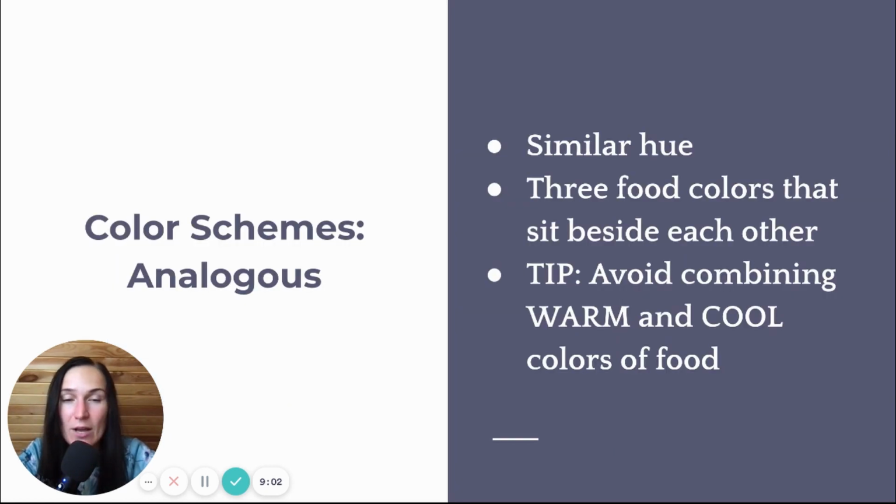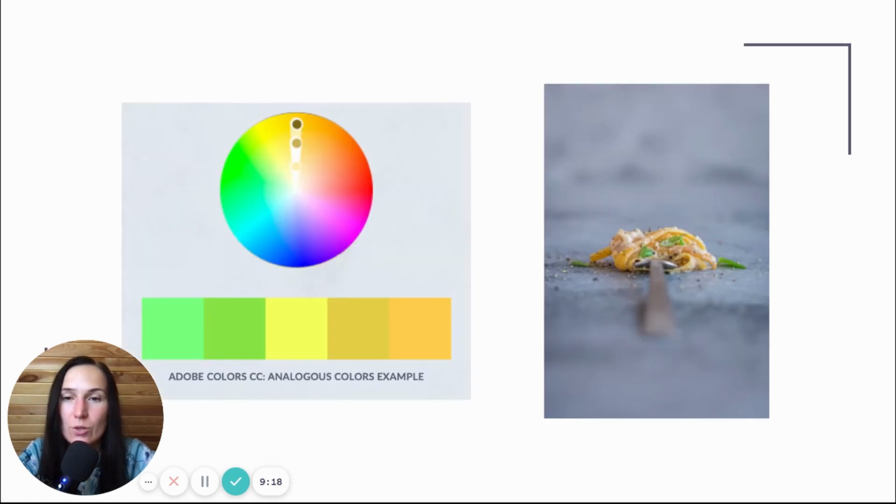Another scheme is analogous. So they are in a similar hue, three food colors that can sit beside each other. And the tip here is to avoid combining warm and cool colors of food. For example, here you can see that analogous colors are green and yellowish. So I have combined these ones together, and together they make this kind of combination.